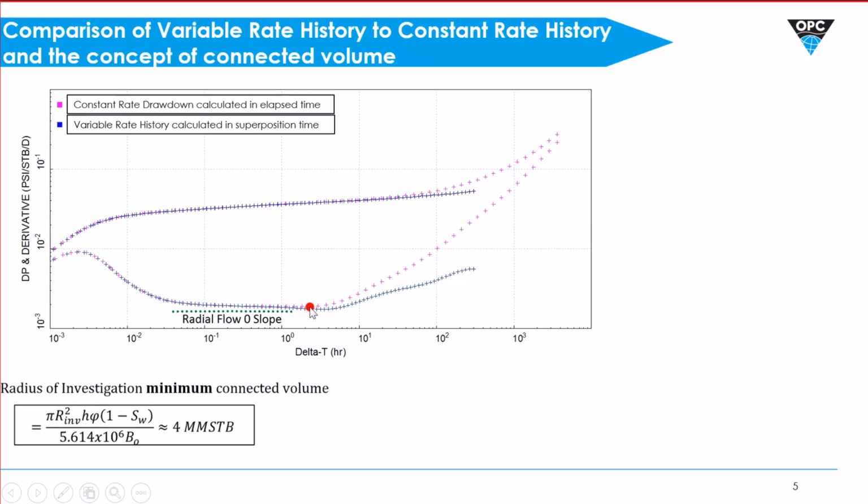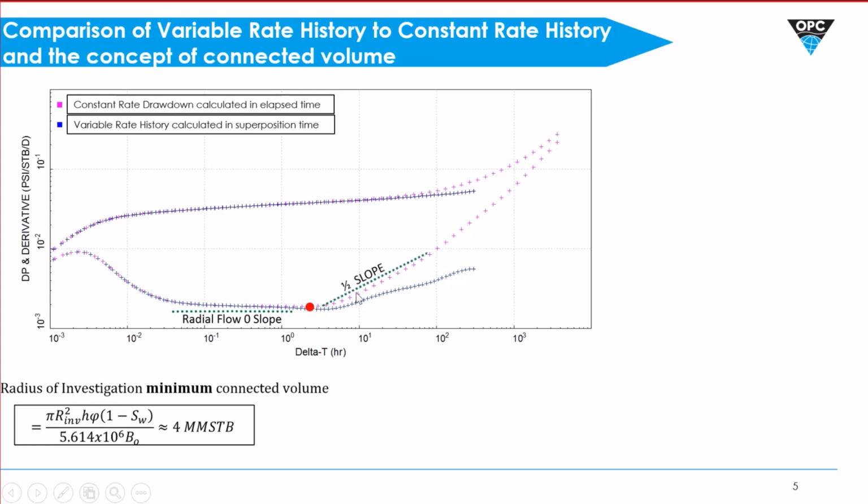Let's just quickly introduce radius of investigation and the concept of connected volume while we're here. Here we can calculate a radius of investigation up to this point, and using that radius of investigation in this formula here, we can calculate that radial flow sees 4 million stock tank barrels, which is useful, but the test has obviously seen much more volume than what radius of investigation can calculate. And you can't really use radius of investigation beyond radial flow because we no longer have that geometry of fluid flow. So it's only really valid up until the end of radial flow.